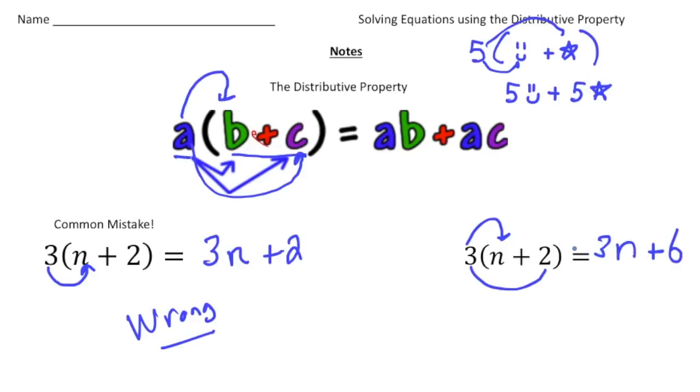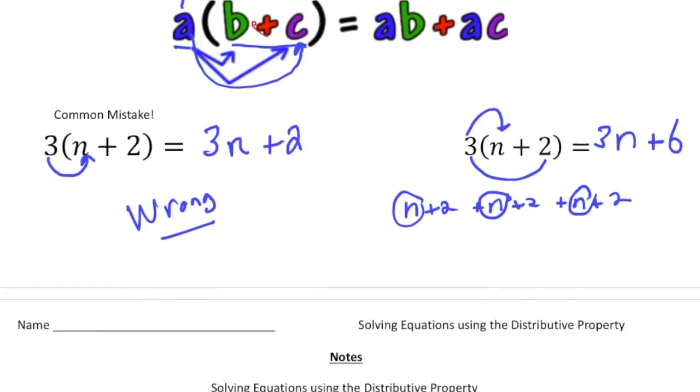Okay? Another way to show this to you is if I have 3 groups of n plus 2, well, I could say n plus 2 plus n plus 2 plus n plus 2. And when I add the n's, n plus n plus n gives you 3n. And 2 plus 2 plus 2 gives you the 6. All right? If you turn the page, please.